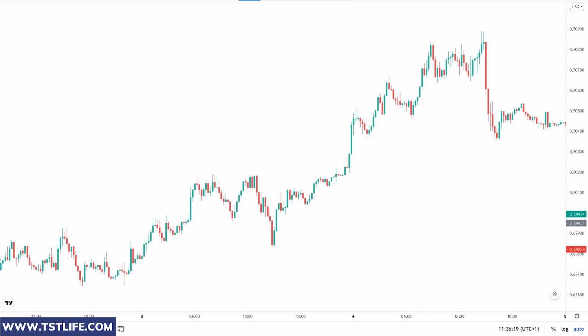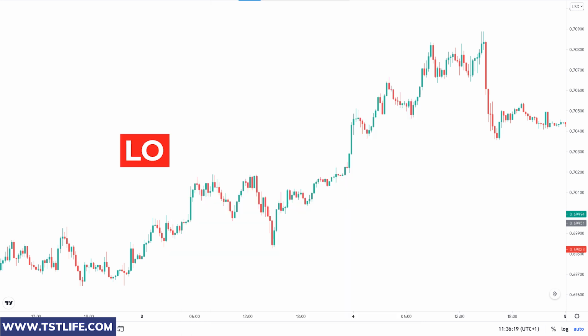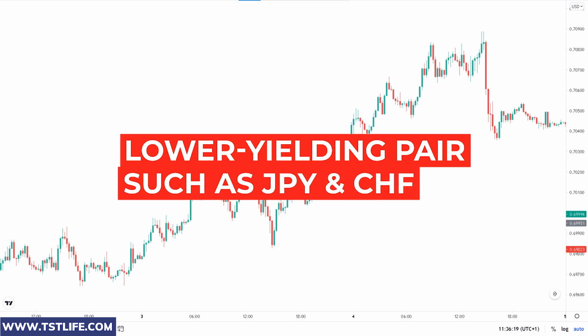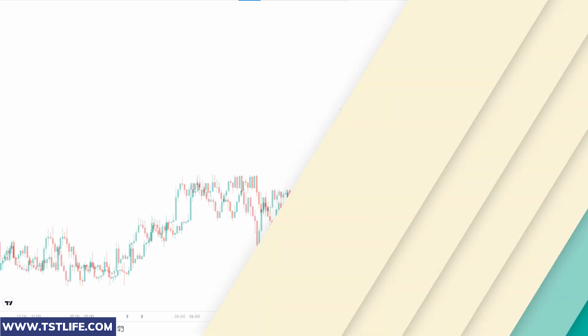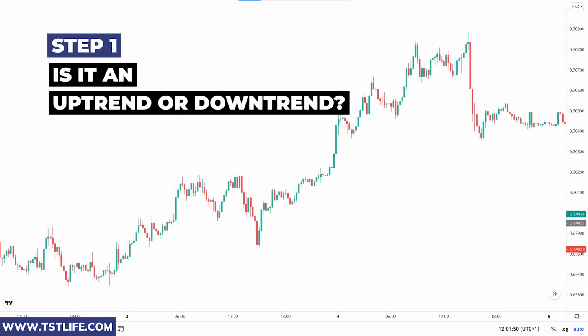This is the NZD-USD chart. This is one of my favorite pairs as it's considered a carry trade currency, so investors will often buy the NZD and fund it with a lower yielding currency, such as the Japanese yen or the Swiss franc. In step 1, we need to define the trend. Are we looking at an uptrend or a downtrend?